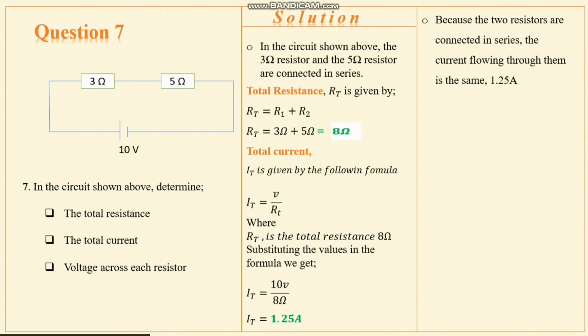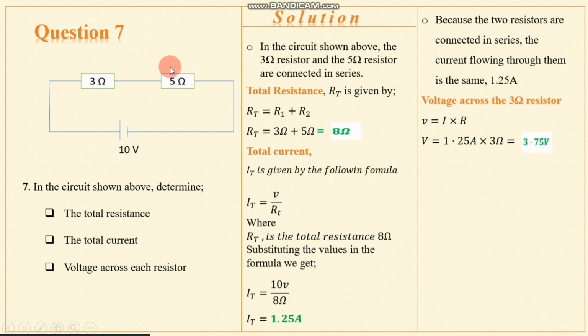Also remember, voltage is given by current times the resistance, based on Ohm's law. So we have current as 1.25, and for a specific resistor we multiply by its resistance. For the 3 ohm resistor, voltage is given by current times resistance, and the current passing through the circuit is 1.25, times the resistance, which is 3 ohms. If we substitute these values, we get voltage equals 1.25 amperes times 3 ohms, and this gives us 3.75 volts.